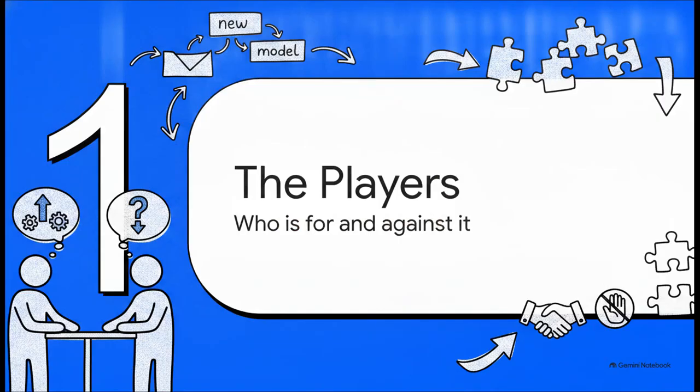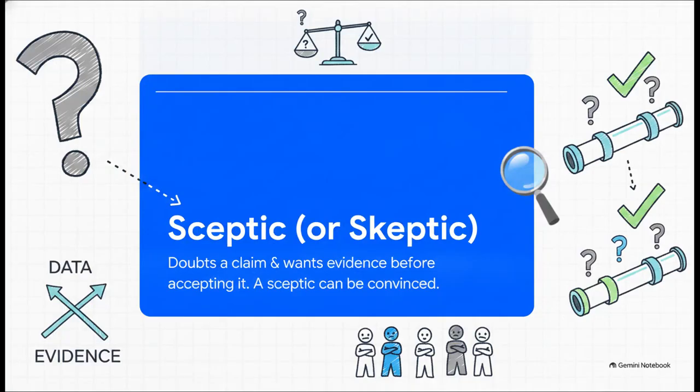Starting off with Section 1, the players. Who is for it and who is against it? Whenever we look at a contested idea in a meeting, we always need to start by identifying who is standing on either side of the table, right? Our first player is the skeptic. Now, just a quick note on spelling. It's a C in the UK and a K in the US, but it sounds exactly the same.